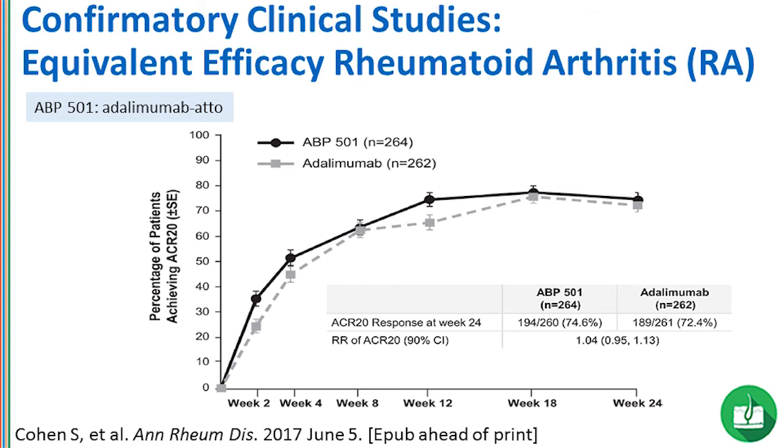Now, in regards to looking at some of the confirmatory clinical studies, here we see equivalent efficacy in the indication of rheumatoid arthritis between the Innovator Adalimumab and one of the biosimilars. As you can see over time, these two curves are almost exactly the same in the percentage of patients achieving ACR 20.